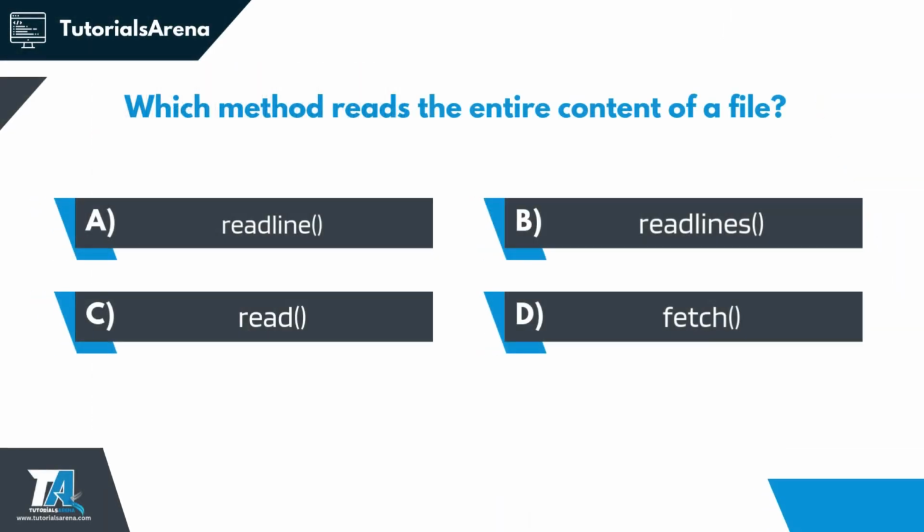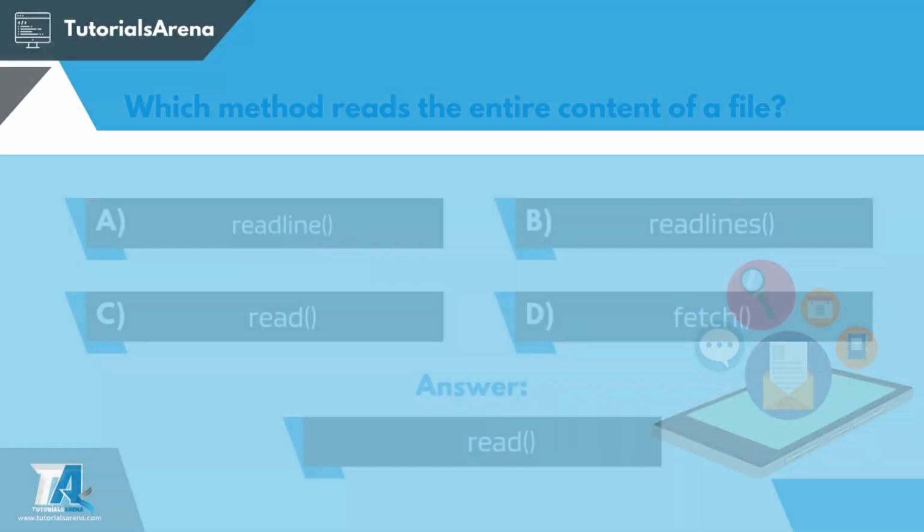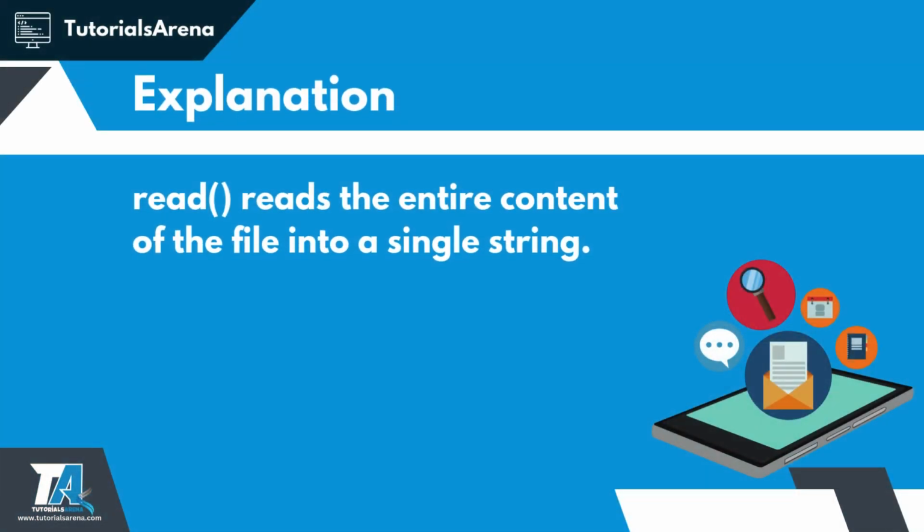Which method reads the entire content of a file? The correct option is option C, read method. Read method reads the entire content of the file into a single string.